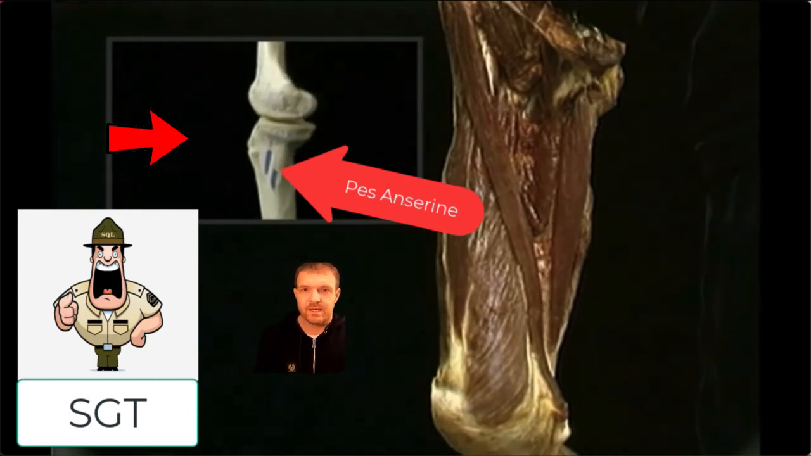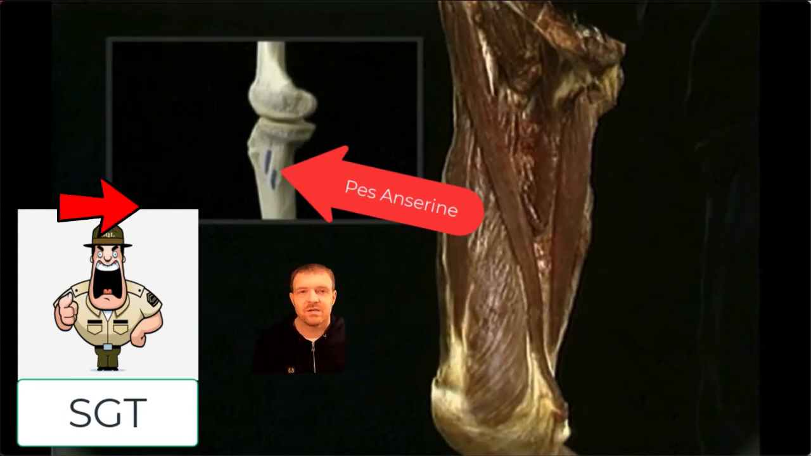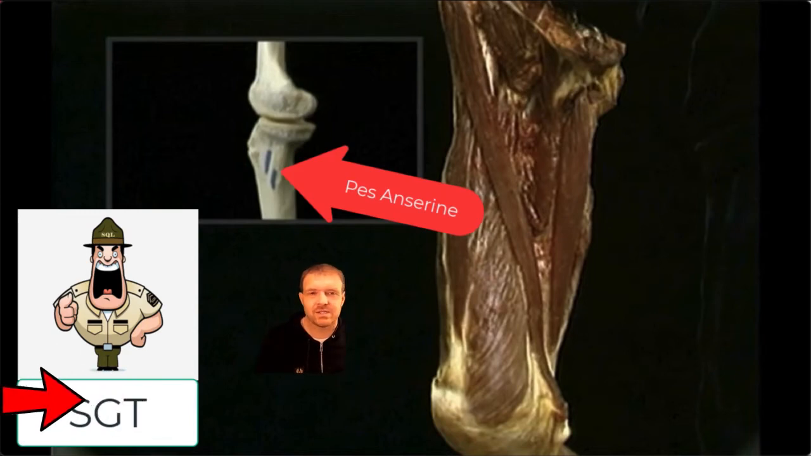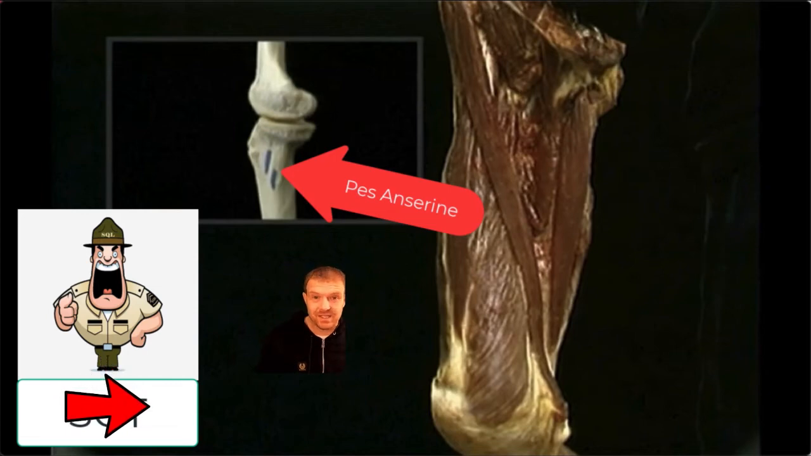Some people remember this by sergeant, so that's why I've put the military man there, barking you orders. So you have the three letters SGT, short for sergeant, or say grace before tea. So you've got sartorius, gracilis, and semitendinosus. Those are the muscles that attach into there: sartorius, gracilis, and semitendinosus.